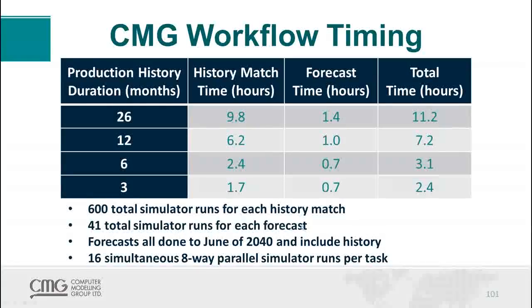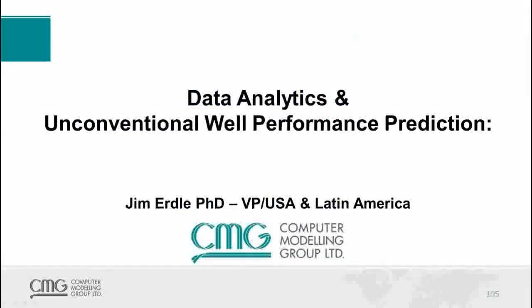A total of 41 simulator runs were made for each forecast. All the forecasts were done all the way out to June of 2040. And here we're taking advantage of the fact that CMOS can make multiple simultaneous runs of the IMEX simulator. In this case, each individual run takes a couple of minutes. It's amazing how fast this can be done.